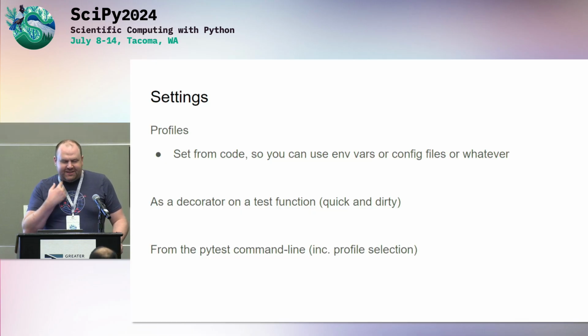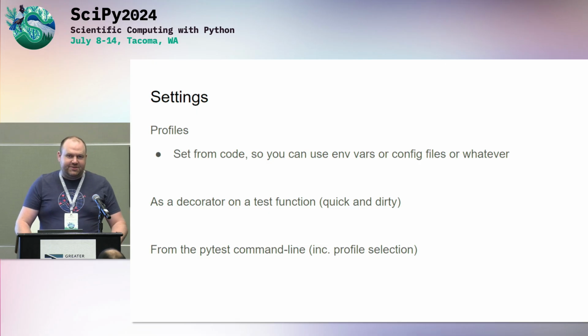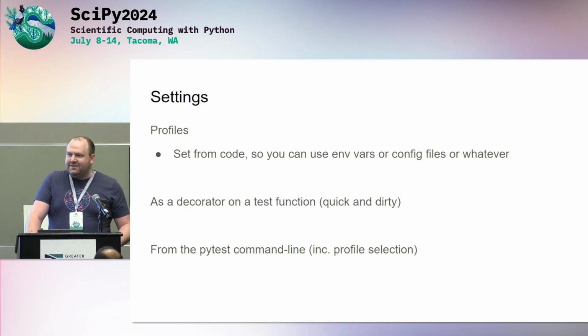People have also asked about settings. I'm not going to go through every single setting that Hypothesis offers. You can find those in our documentation. But there are a couple of things to know. We have this concept of settings profiles. So you can, for example, have the settings for local development and the settings for CI, and just address those by name. These are all set from Python code.